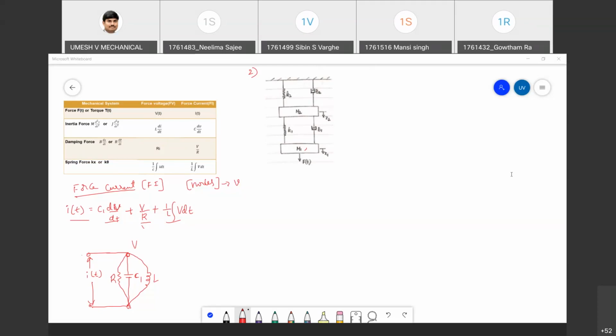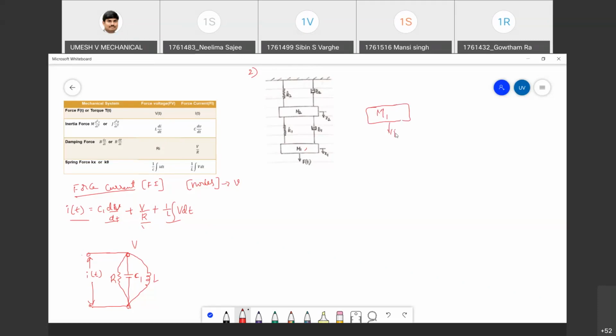Sibin Varghese, can you unmute? Yes, sir. So how many masses are there here? There are two masses, sir, M1 and M2. Can you help me to draw a free body diagram? First M1, and there's a force Ft acting downwards on M1.